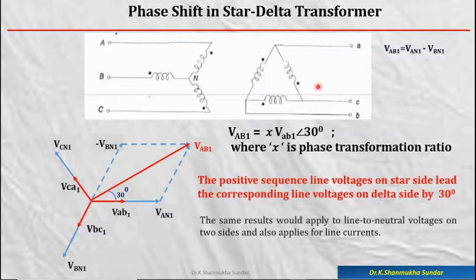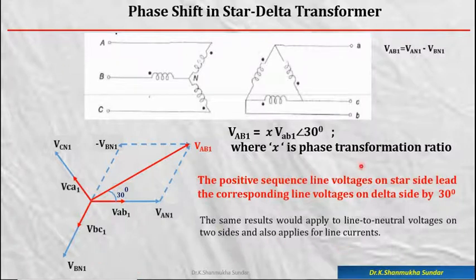Now this holds good even for line to neutral voltages on two sides and also applies for line currents. Here we have taken line voltages. This same expression also holds good for your line currents. Now this analysis we have made when the primary side of the star delta transformer is excited with positive sequence voltages. That's why we have given suffix 1.